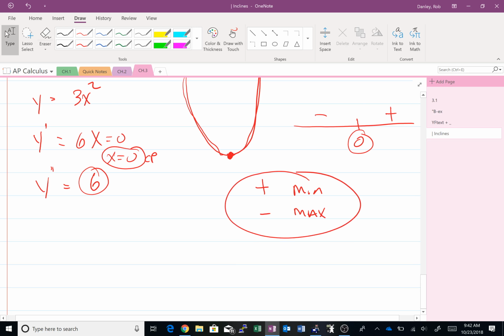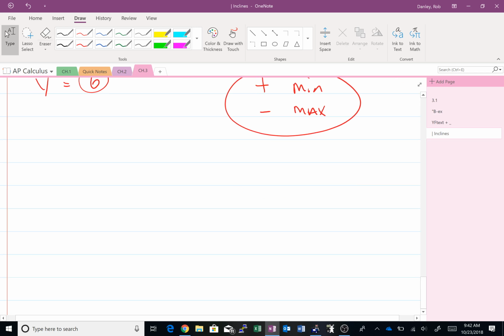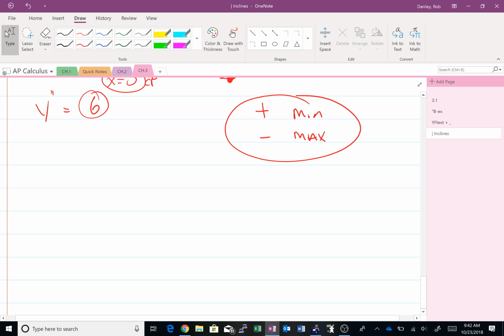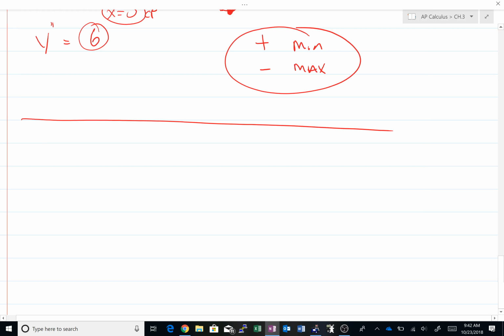Let's do a harder example here. All right, here's a good one. Let's take this function all the way through: 3x to the 5th plus 5x cubed. All right, here we go. Let's go ahead and find everything we can find here.